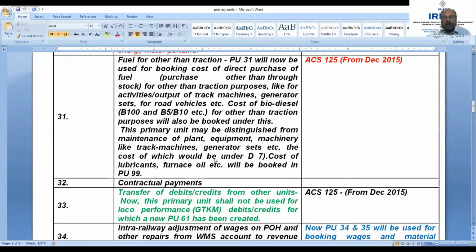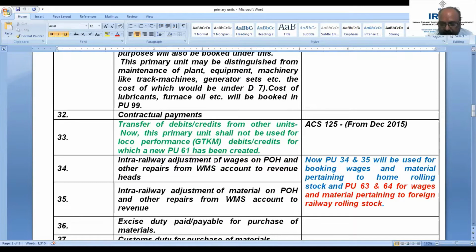PU 32, already discussed, very, very important, contractual payments. And PU 33 is very, very important for booking of adjustments. Whatever cost of debits, transfer of debits or credits received from the other units, we book to PU 33. Previously the GTKM debits, local performance debits, were also booked under 33. But now for GTKM debits, the Railway Board has created one separate PU 61.